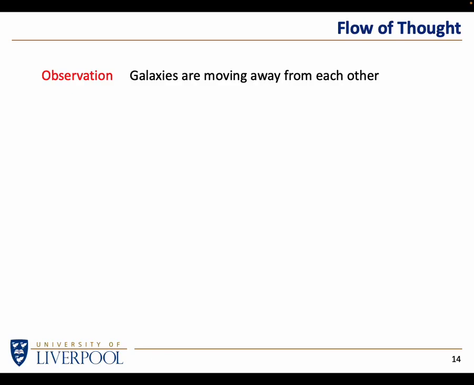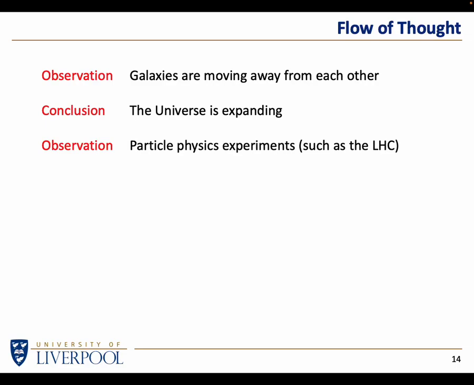So, an observation from about a century or so ago, galaxies are all moving away from each other. And so we come to the conclusion that the universe is expanding. The first one is simply an observational fact. The second one is an inference from the observation. If the galaxies are all moving away from each other, it looks like the universe is expanding.